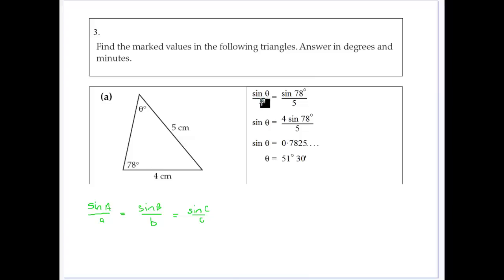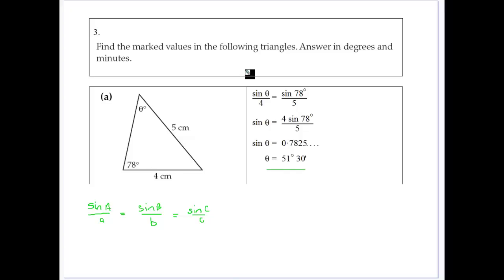We're saving ourselves a little bit of time and effort because we've got the sine theta and we don't have to do too much when it's in the numerator. So again, multiply through by 4, we get 4 sine 78 on 5. So sine of theta must be equal to that. So we take the inverse sine, or on your calculator, shift sine of the 0.7825. Keep that number, don't round it off. Just keep the whole calculator answer in your calculator. And then coming down to degrees and minutes, we put it into our calculator and we get 51 degrees and 30 minutes. So that's how we start to find an angle.